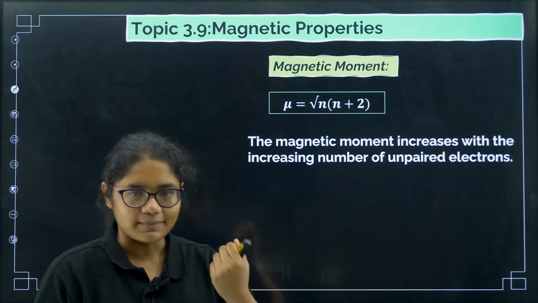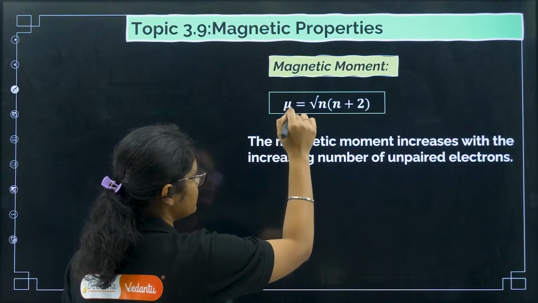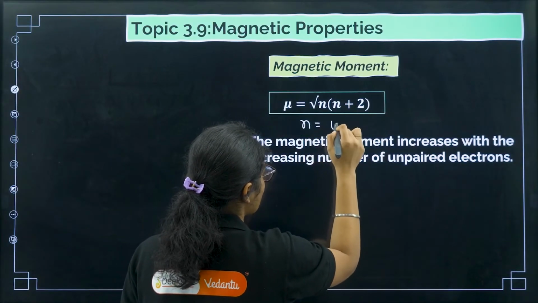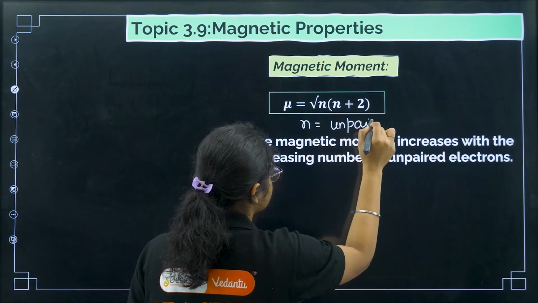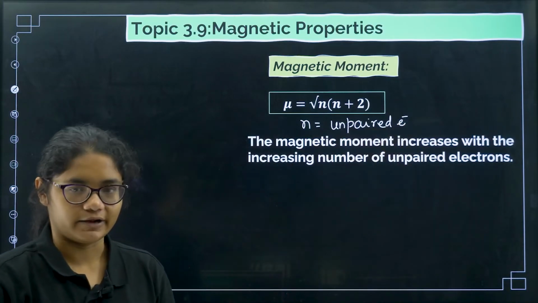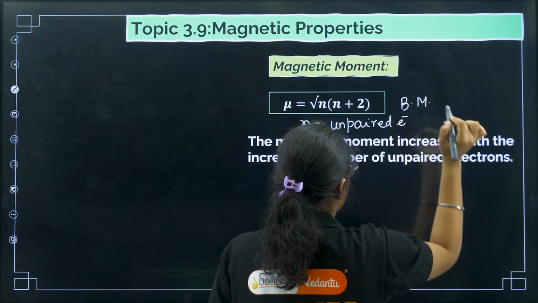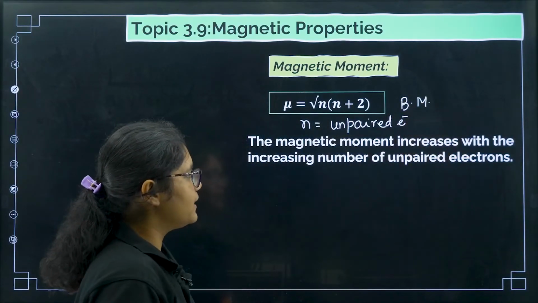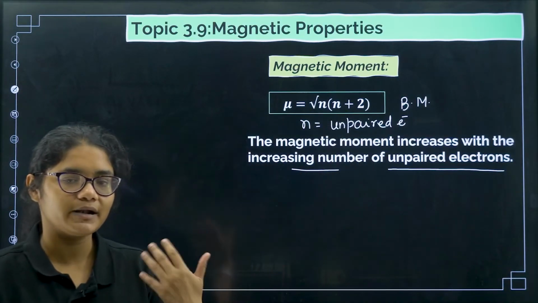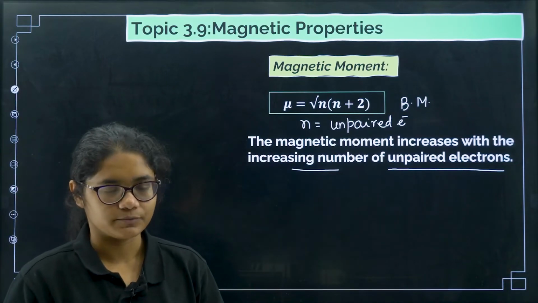Now there is something called magnetic moment. How to calculate magnetic moment? The magnetic moment mu is equal to root over n into n plus 2. What is n here? n is the number of unpaired electrons. The unit of magnetic moment is Bohr magneton. The magnetic moment increases with the increase in the number of unpaired electrons. So if the number of unpaired electrons increases, then the magnetic moment will also increase.